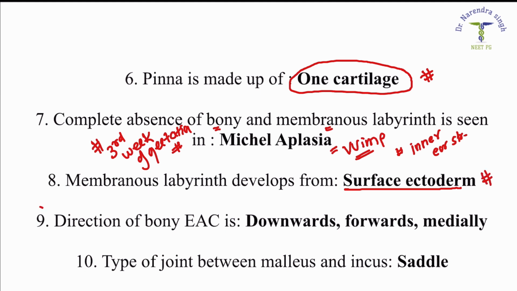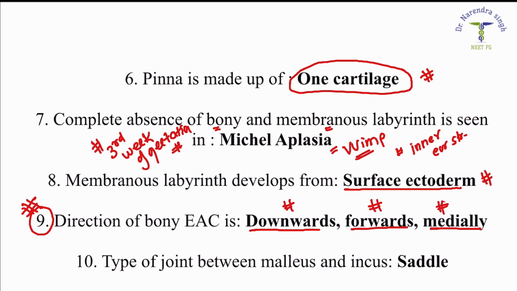Ninth question, this is a most important question of NEET PG, almost repeated after one year. That is, the direction of the bony external auditory canal is downwards, forward and medially. We have to keep in mind, this is downward, forward and medially.